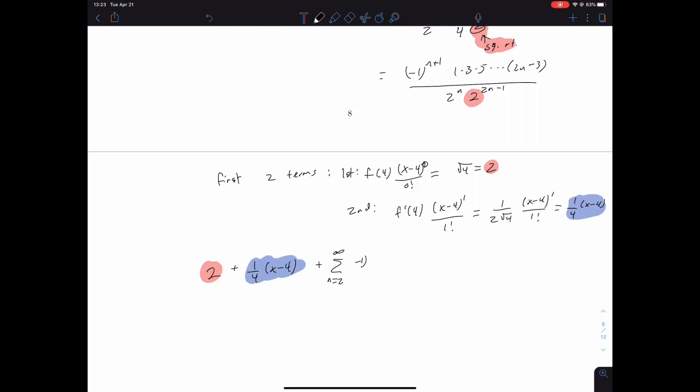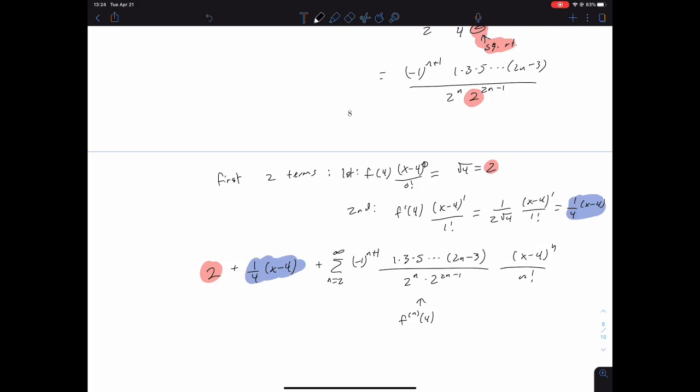I have negative 1 to the n plus 1, 1 times 3 times 5, dot, dot, dot, 2n minus 3, over 2 to the n times 2 to the 2n minus 1. This was f^(n) of 4. And I have x minus 4 to the n over n factorial. And this piece, again, is just from the formula.